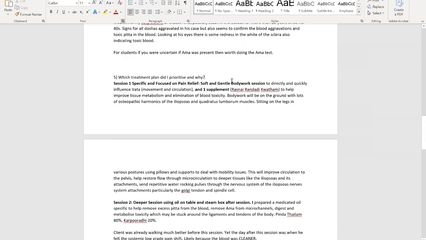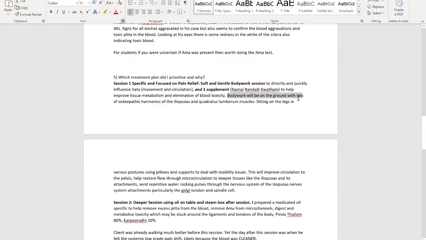So directly, the bodywork session allows us to quickly influence vata, movement and circulation. And one supplement, Rasnai Randadi Quatham, was the choice here to help with improved tissue metabolism and elimination of blood toxicity. It's a very specific formula for pain, any pain in the lower extremities.